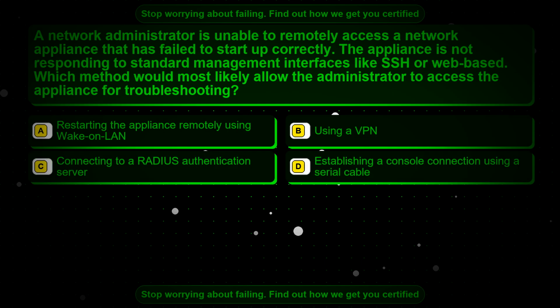Question 18. A network administrator is unable to remotely access a network appliance that has failed to start up correctly. The appliance is not responding to standard management interfaces like SSH or web-based. Which method would most likely allow the administrator to access the appliance for troubleshooting? Option A, restarting the appliance remotely using Wake on LAN. Option B, using a VPN. Option C, connecting to a RADIUS authentication server. Option D, establishing a console connection using a serial cable.